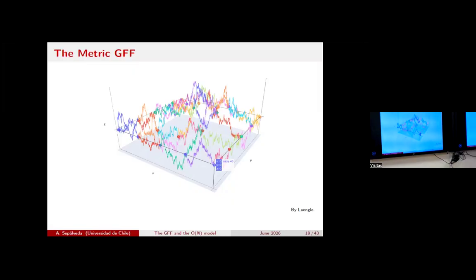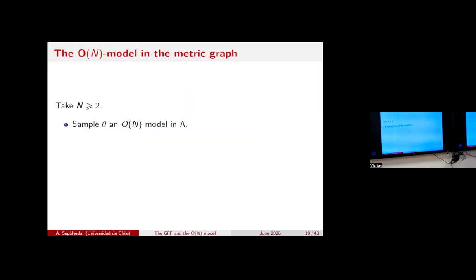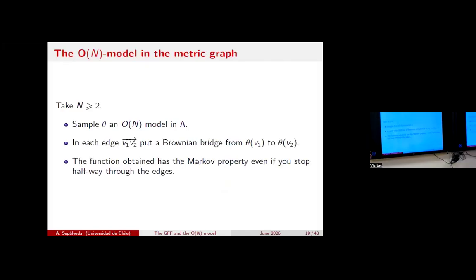Yes. And one can do the same thing for the O(N) model. However, the O(N) model naturally lives on the circle. But if you want to get the good stuff here, you need to add Brownian bridges that live in R^n, not on the circle, not on the boundary of the sphere, but in the whole plane. And if you do that, this will still have the Markov property because it's a GFF. That's the main reason. It's just a GFF conditioned on something on the vertices.